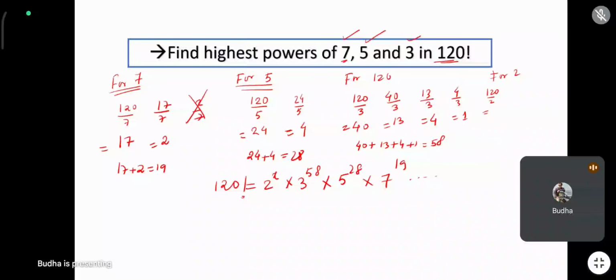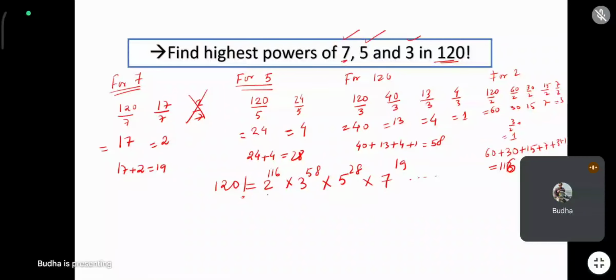120 by 2, which is 60. 60 by 2, 30. 30 by 2, 15. बाप रे बाप, बहुत लेंदी होगा. 15 by 2, 7. 7 by 2, 3. 3 by 2, 1. My goodness. 60 plus 30 plus 15 plus 7 plus 3 plus 1. 116. Okay, okay. तो कहने का मतलब ये है कि I can write 116.